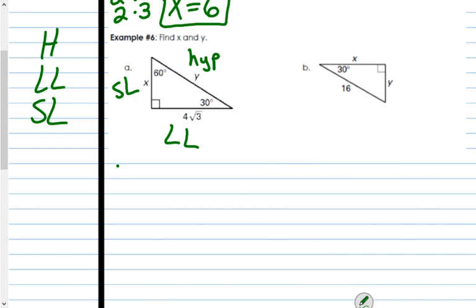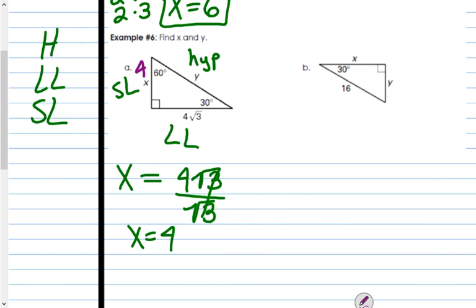So if I want to find the short leg, which is x, what am I going to do? 4 square root of 3 divided by the square root of 3. I'm going to take the long leg, which is 4 square root of 3, and I'm going to divide it by the square root of 3. You're absolutely correct. So it's just 4. The square root of 3 divided by the square root of 3 cancels out, so x equals 4.